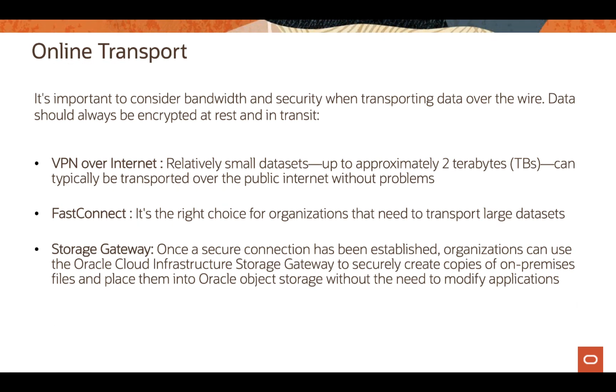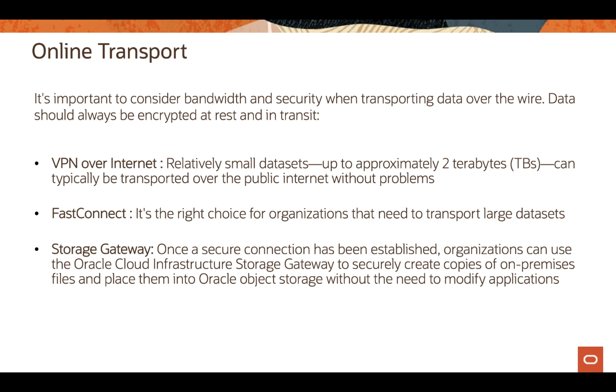Okay. So for online transport, there's a couple ways you can do in order to move data from your on-premises environment to the cloud. When we're talking about online transport, it relies over internet connectivity or bandwidth that you might have on your on-premises environment to allow you connection from your location to the cloud. So there's 3 options you can use.